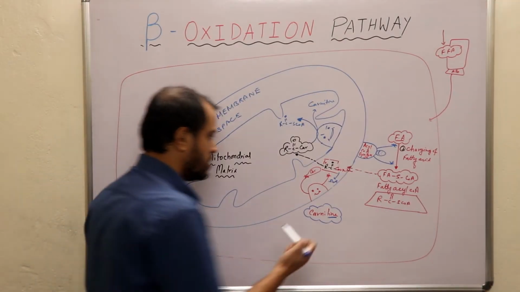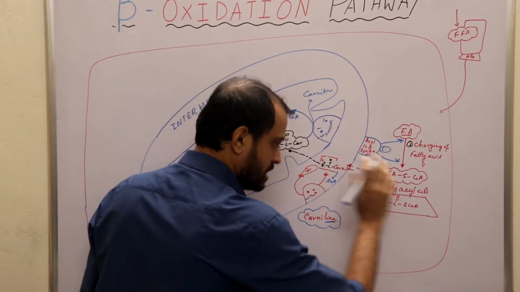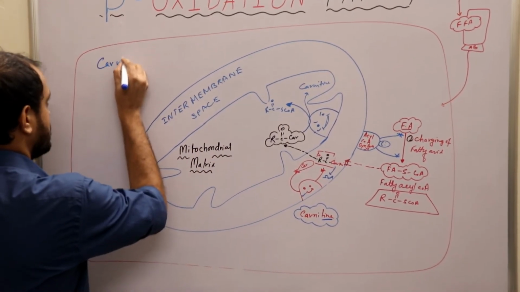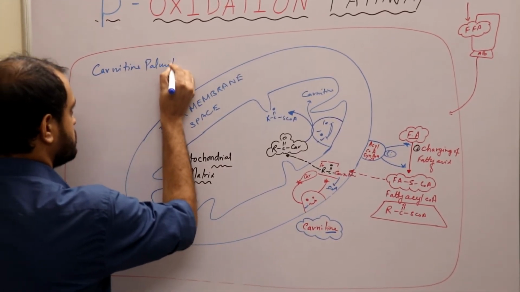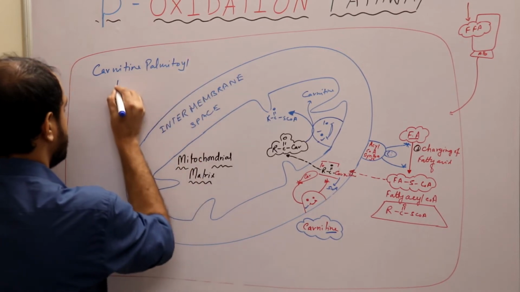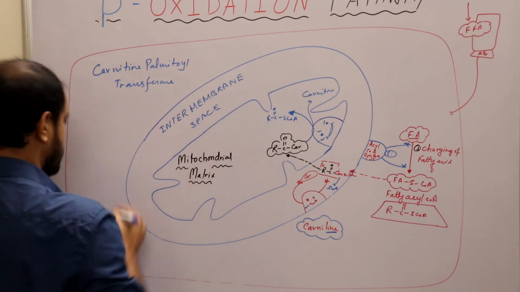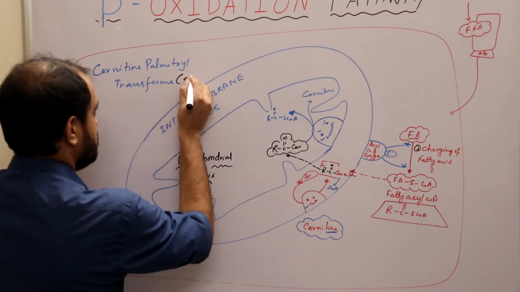Okay. So now what is the name of this enzyme and this enzyme? Listen, both have the same name, that is carnitine palmitoyl transferase. Now listen, in short it is known by the name of CPT.